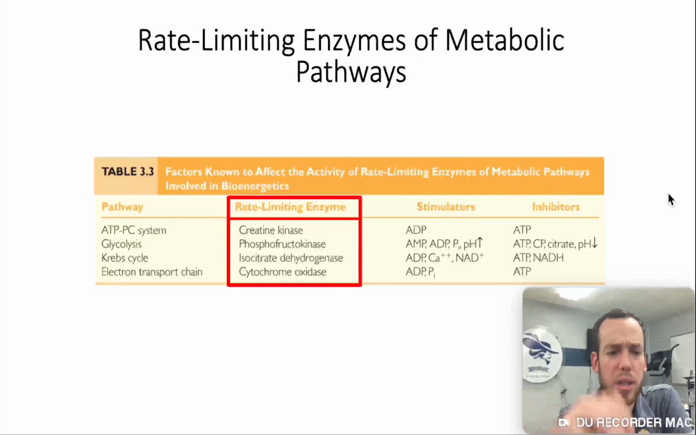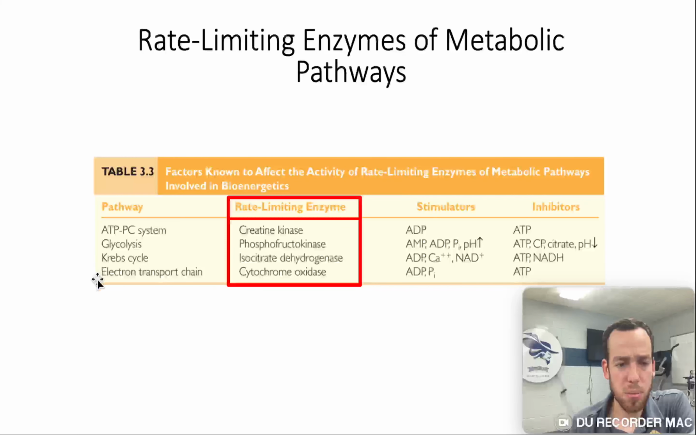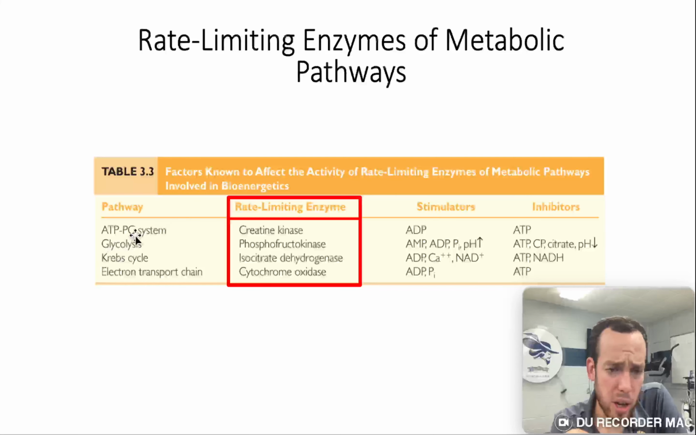These are interesting things from a biochemical standpoint as far as what is triggering this process and what's keeping it going, what's stopping it. So we have our systems here. We have ATP-PC, glycolysis, Krebs cycle, electron transport chain. Each of these is a different step of energy production. Again, glycolysis can be aerobic or anaerobic. But you can see what your rate-limiting enzymes are.